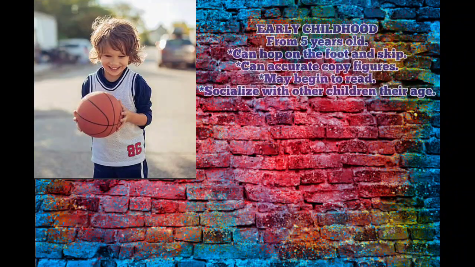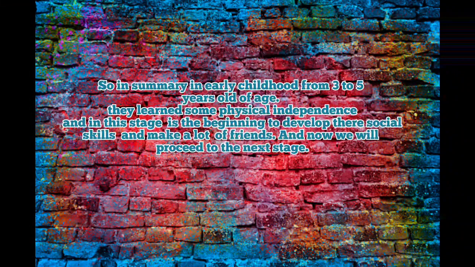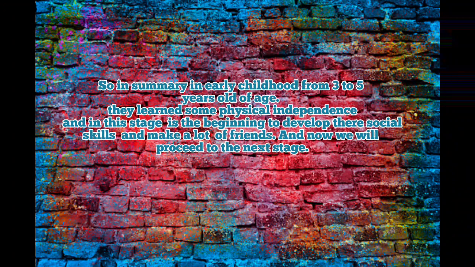Early childhood, 5 years old. Can hop on one foot and skip, can accurately copy figures, may begin to read, and also socialize with other children their age. So, in summary, in early childhood, from 3 to 5 years of age, they learn some physical independence, and this stage is the beginning of developing their social skills and making a lot of friends. And now, we will proceed to the next stage.